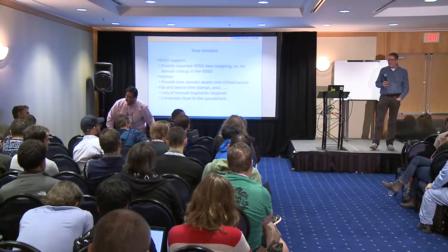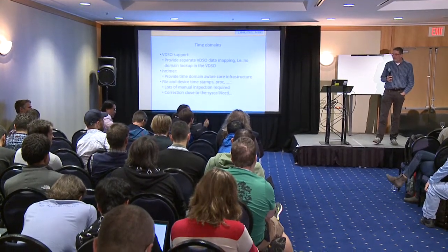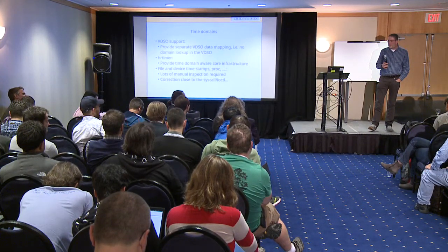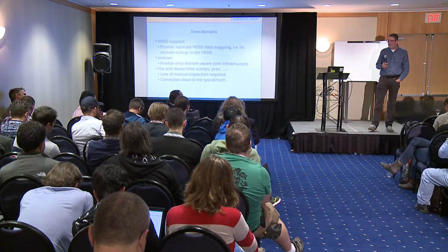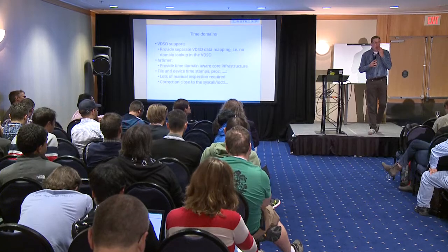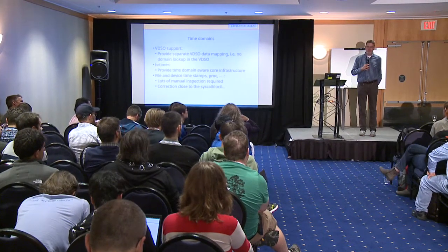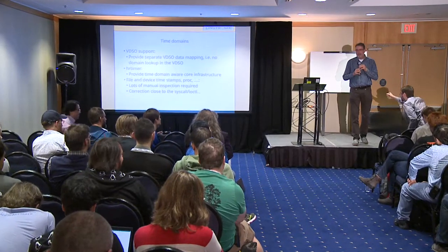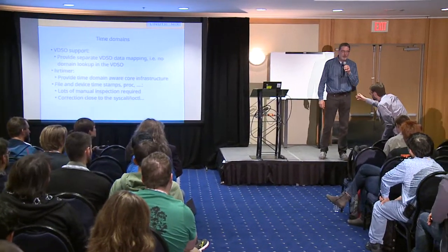Some namespaces are per task, but it's not a problem to make it per process because there's very little benefit to be per task. Okay, thank you very much. Because that would be funny. Especially the VDSO mapping wouldn't work anymore.